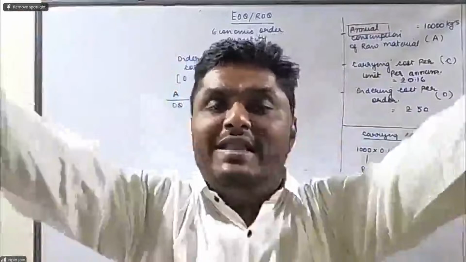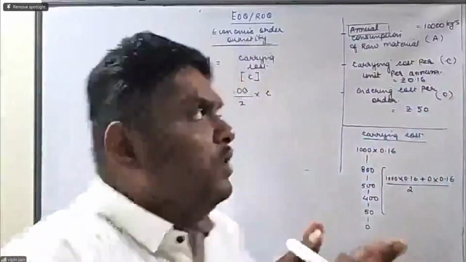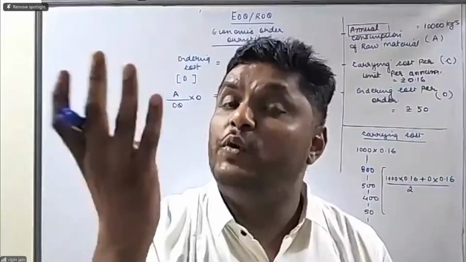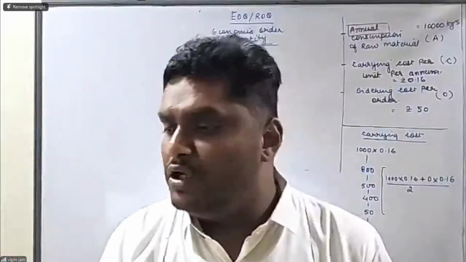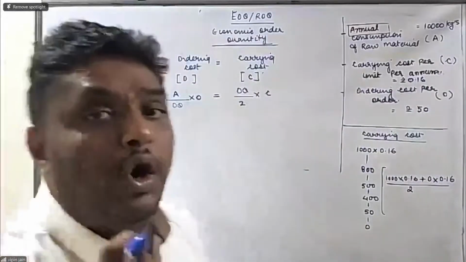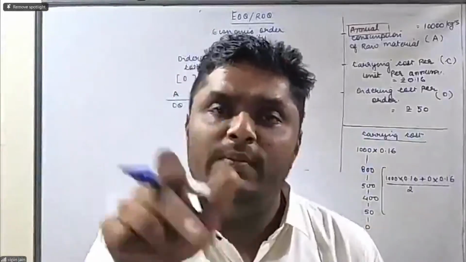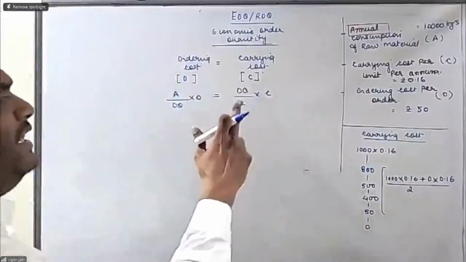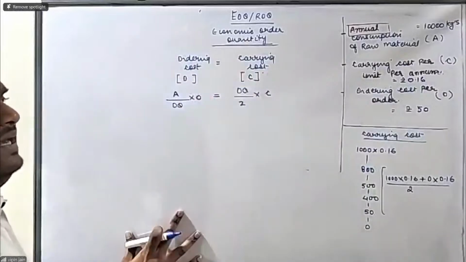For ordering cost, 10,000 was my annual requirement. Let's say my order quantity is 2,500. So 10,000 divided by 2,500, we calculated that we have to place 4 orders into the ordering cost per order, so into O. Similarly for carrying cost, order quantity was 1,000 or 2,500 or 5,000. We divided it by 2 into the carrying cost per unit per annum. So order quantity divided by 2 into C. This is how we calculate ordering cost and carrying cost.